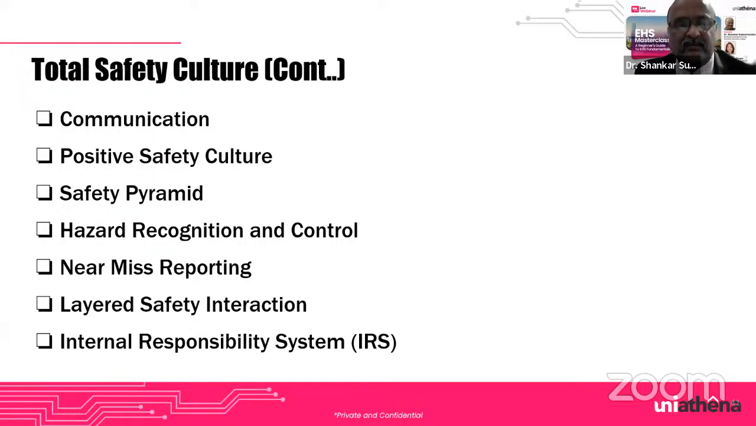Have transparency, awareness should be spread. Positive safety culture, safety pyramids can be followed, like what things first, second, third. Hazard recognition and control: recognize what can go wrong and act accordingly. Near miss reporting is a must because it's missed this time, it doesn't mean that you'll be lucky next time. So anything can happen anytime, as I said. So layered safety interaction, at all levels, different layers: individual, then the organization, national, international. Internal safety responsibility systems, accountability is a must.